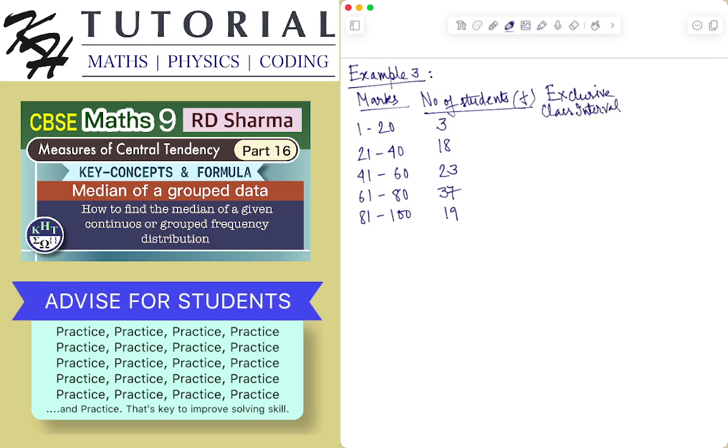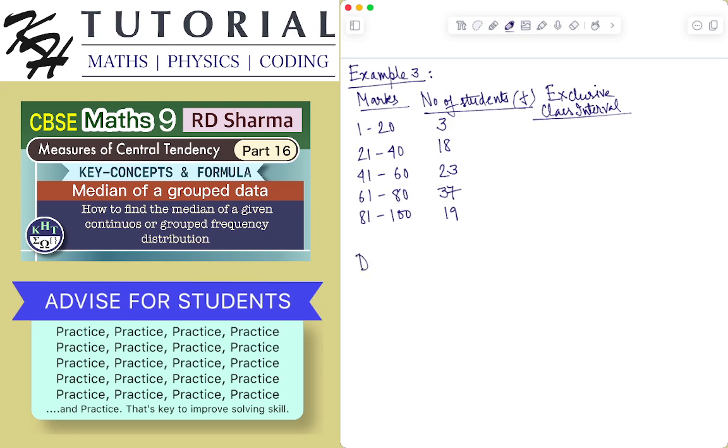How do we prepare the exclusive class interval? First you see what is the difference between the upper limit of any class and the lower limit of the next class. We see it is 1. The lower limit of any class interval in this given data is 1 greater than the upper limit of the previous class. So the difference is 1.